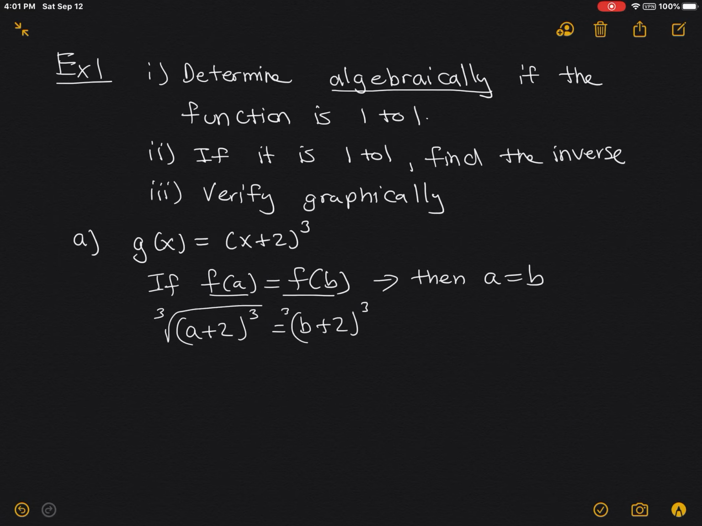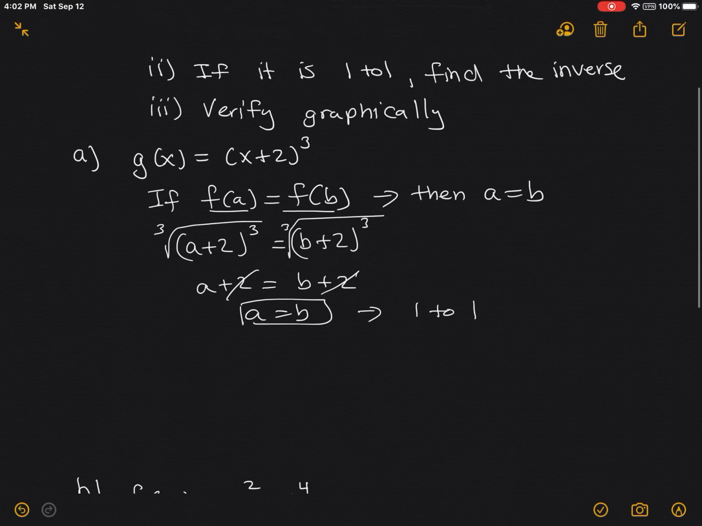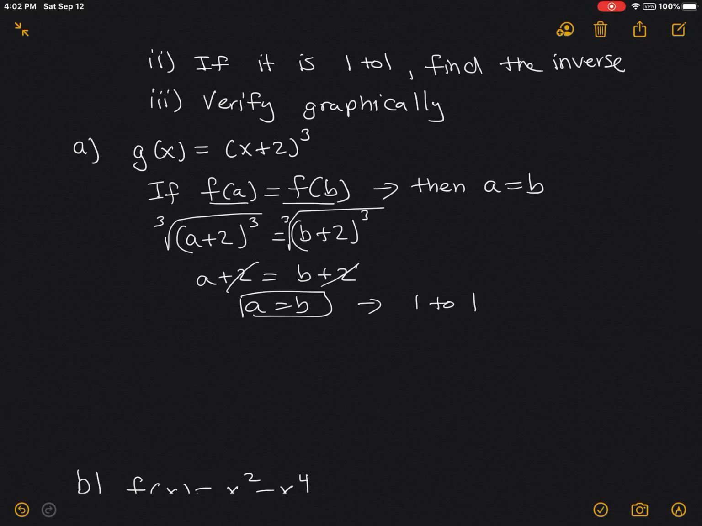And you could FOIL this, but you know what? I'm just going to take the cube root of both sides. The cube root of a cube is just the argument itself. And quickly you will see that a does equal b. So I verified algebraically it's one-to-one. And if it is one-to-one, we're going to actually find the inverse.